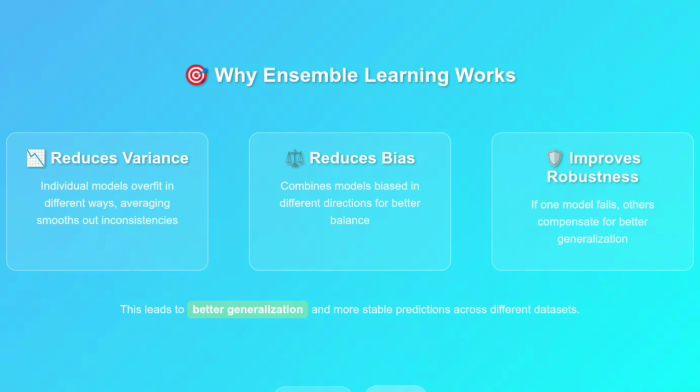Ensemble learning works because of three key principles. First, it reduces variance. If individual models overfit in different ways, averaging their predictions smooths out these inconsistencies. Second, it can reduce bias by combining models that might be biased in different directions. Third, it improves robustness. If one model fails on certain types of data, other models in the ensemble can compensate. This leads to better generalization and more stable predictions across different data sets.